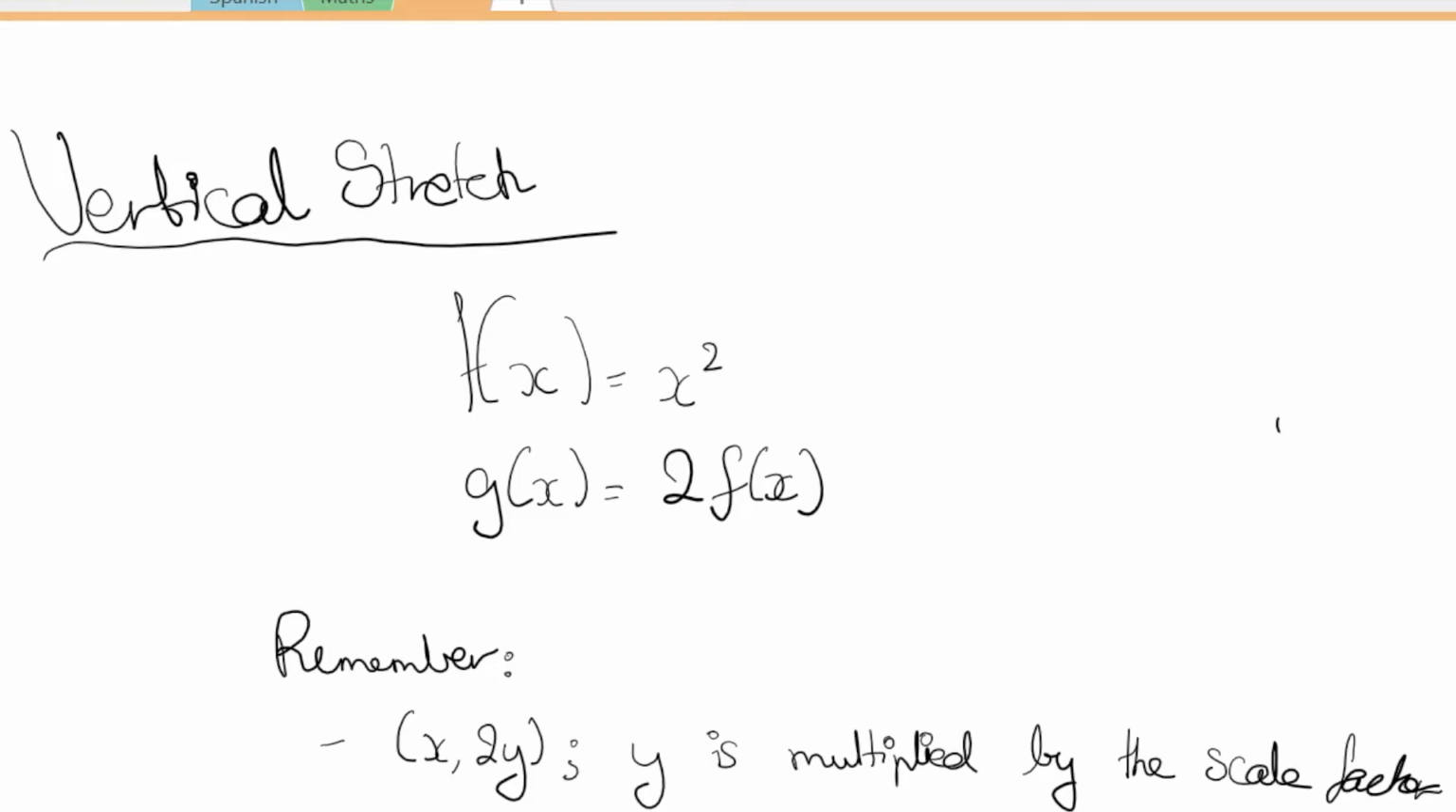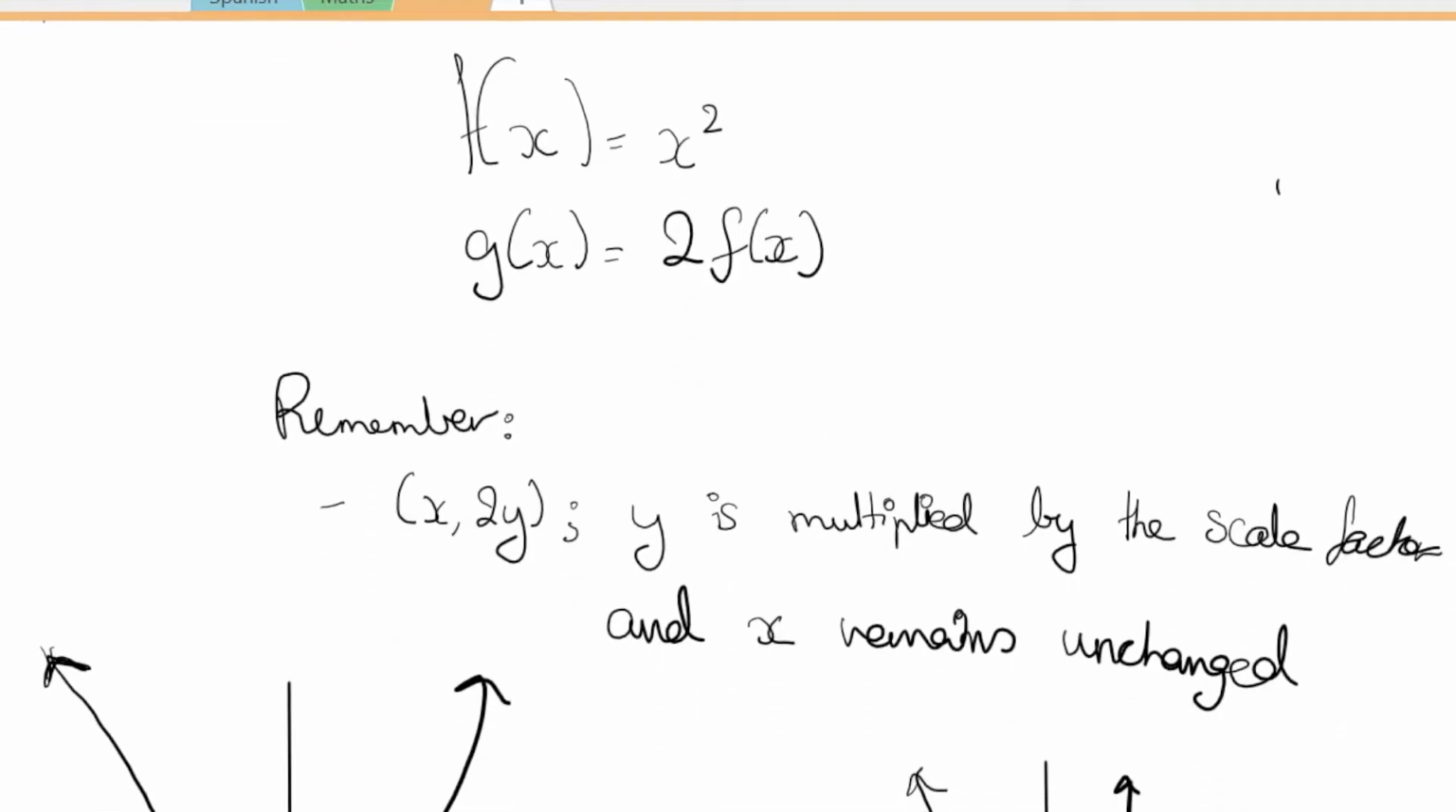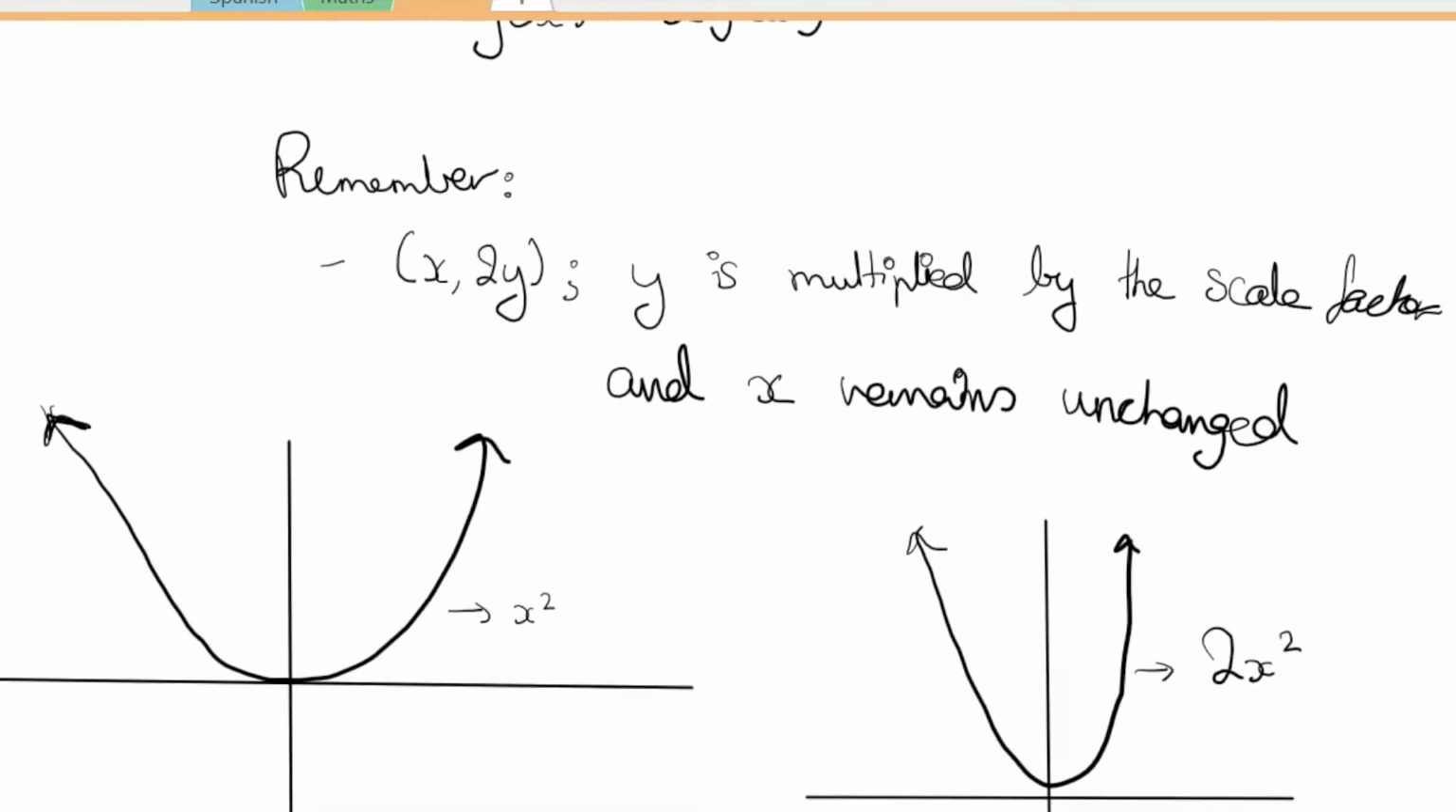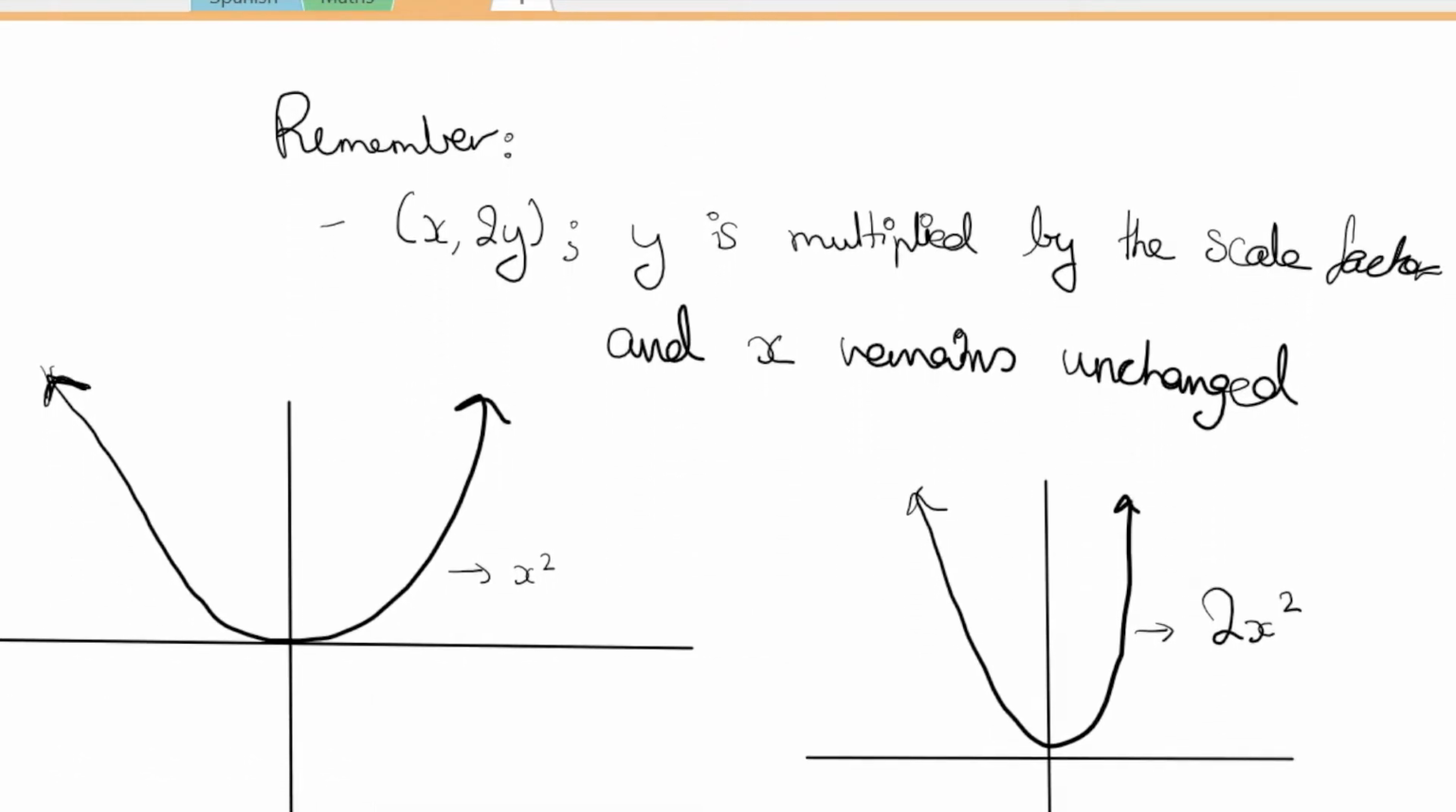In the case of vertical stretch, there's one important thing to remember, that (x, y) actually becomes (x, 2y). So y is multiplied by the scale factor, and the value of the x coordinate remains unchanged. So for example, if f of x is equal to x squared and g of x is equal to 2f of x, the graph g of x will be just thinner compared to the original graph, since the y coordinate is multiplied by 2 each time.